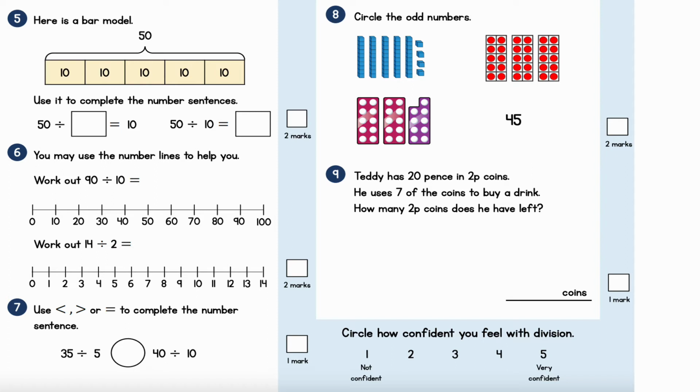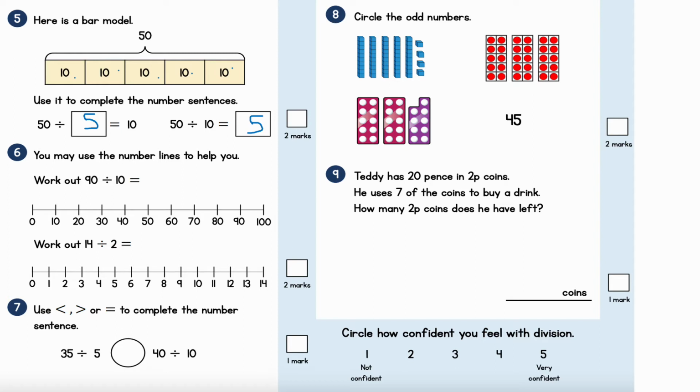This is question number 5. Here is a bar model. I've got 50 is 10 plus 10 plus 10 plus 10 plus 10. Use it to complete the number sentence. 50 divided by what is 10? I've got 5 parts. 1, 2, 3, 4, 5. And I get the answer of 5. 50 divided by 10 is 5. Because if you're dividing by 10, you are just taking off one of the zeros. If it's not a whole number, then you're putting in decimal points, but you're moving the decimal point one place to the left.